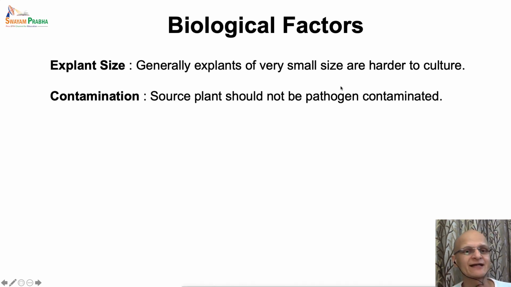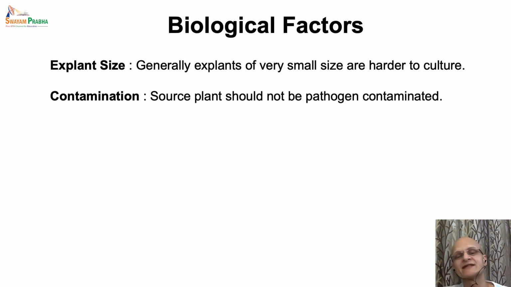Another important component is contamination. The source plant from where we are harvesting the explants should not be contaminated with pathogens. Infection is actually a stress on the plant. It compromises the physiological status of the explant, its metabolic activity, growth and development. In addition, if your explants are contaminated, they are difficult to clean, and they may contaminate your cultures also. So it's very important that the plants from where we are harvesting the explants should not be contaminated with pathogens.